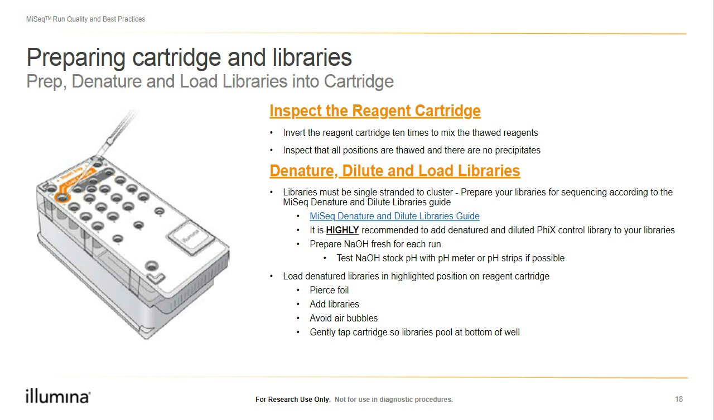Once denatured, we can load the denatured libraries in the highlighted position on the reagent cartridge by first piercing the foil with a clean pipette tip. We then want to change the tips and aspirate and add our libraries to the well. Please avoid any air bubbles when adding your reagents or your libraries to the reagent cartridge, and then gently tap the cartridge so that libraries pool at the bottom of the well.